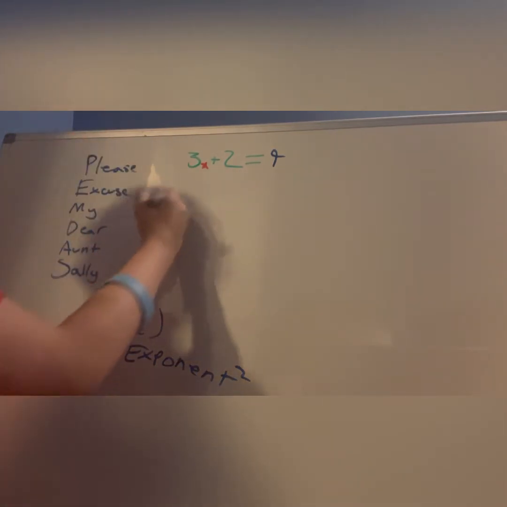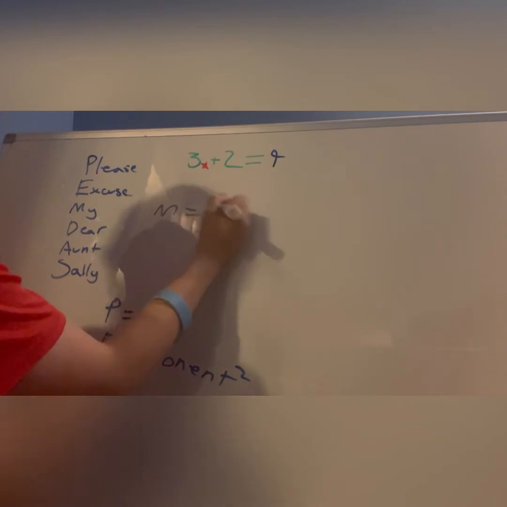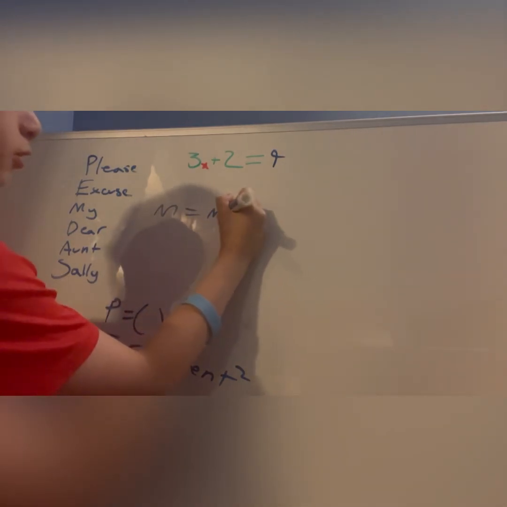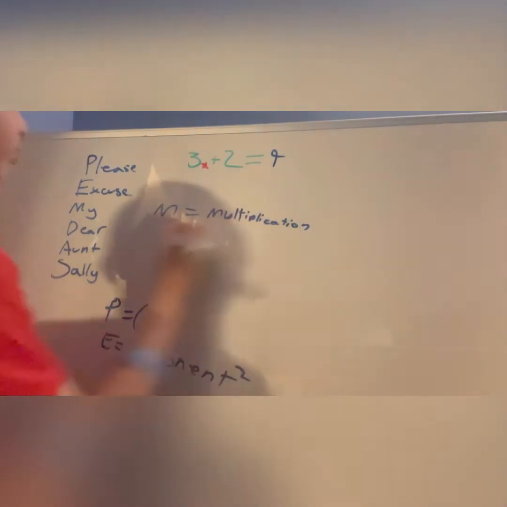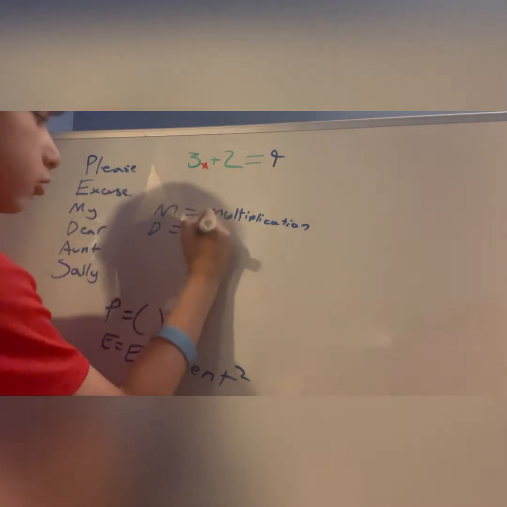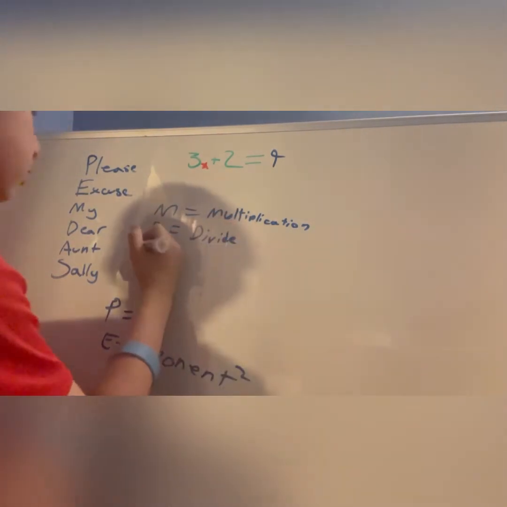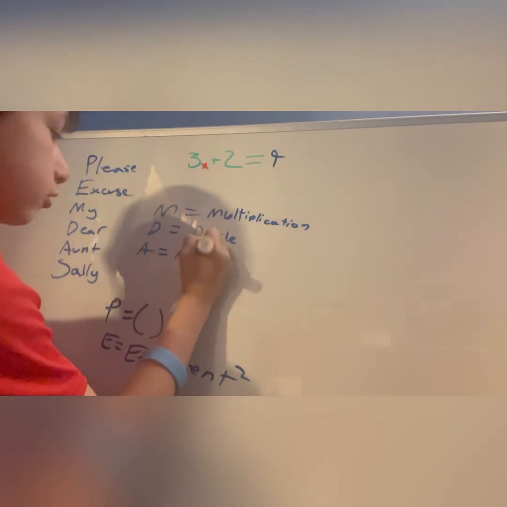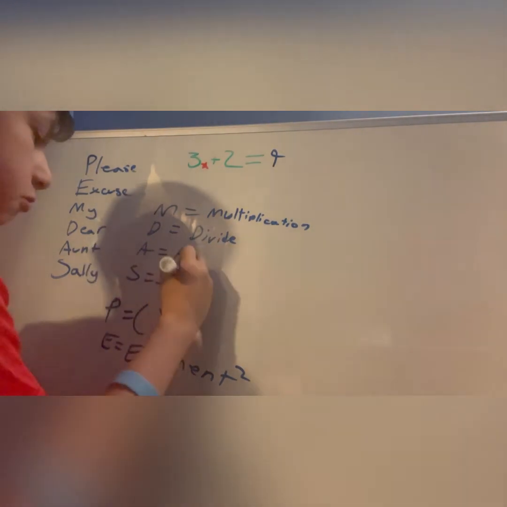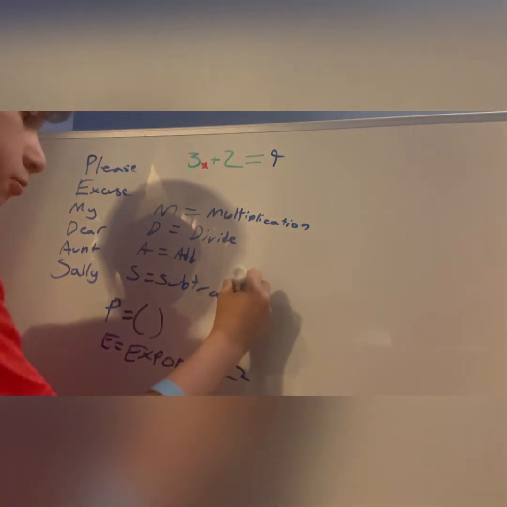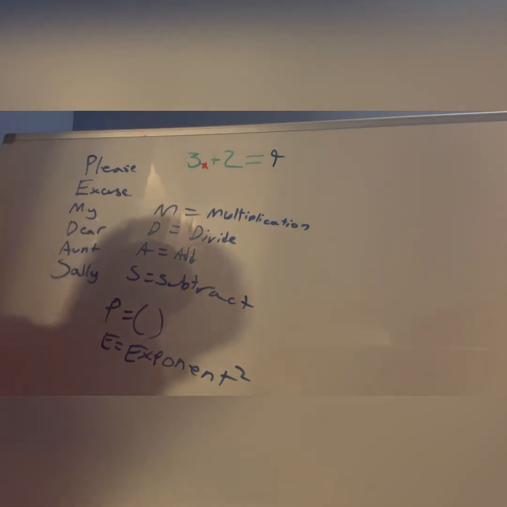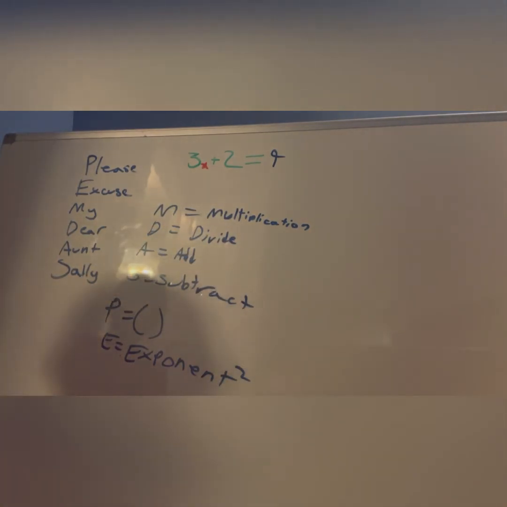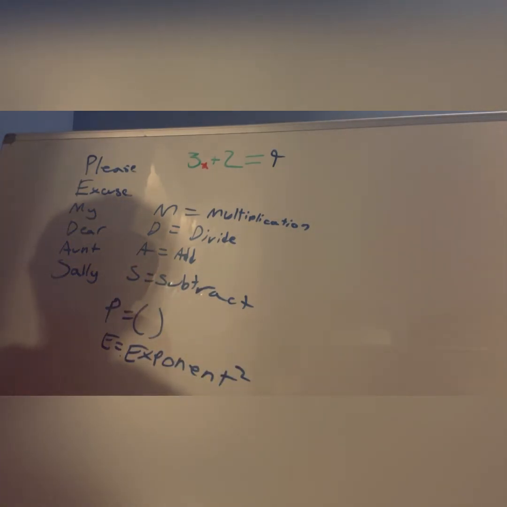and M is multiplication, and D is divide. A is add, and S is subtract. And do not mind my horrible handwriting. If you got that, then that's good. You can write that down if you want. Give you a minute.